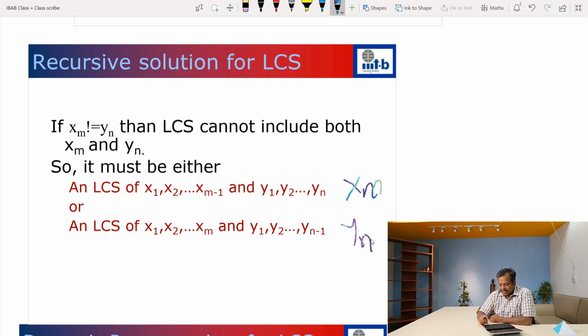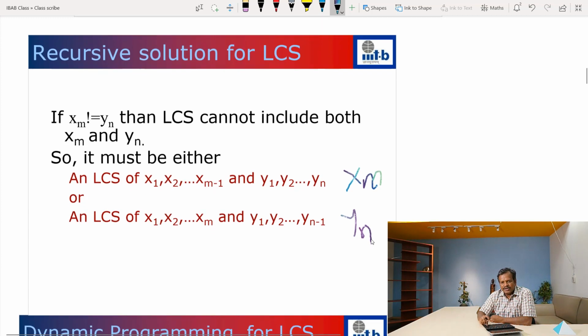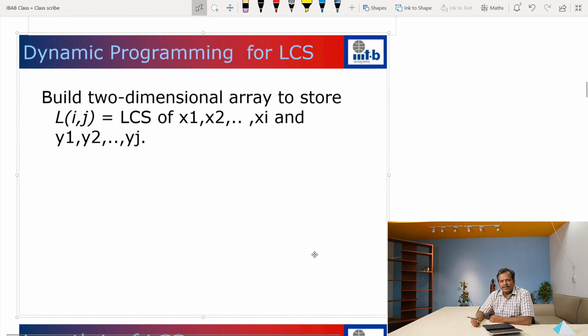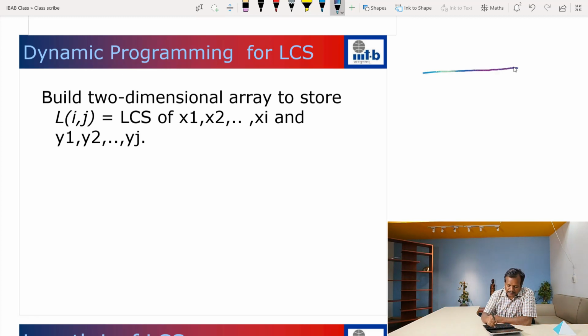So with these observations, let's get back to the definition of what is known as the state of the dynamic programming. So we build a two-dimensional array, where L of i comma j will be the length of the longest common subsequence of x1, x2, ..., x of i and y1, y2, ..., y of j. We want to find the longest common subsequence of two strings. The first string has length m and the second string has length n.